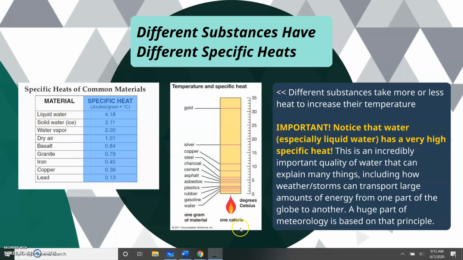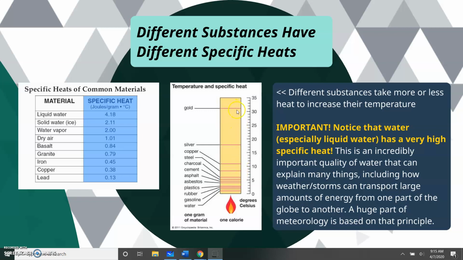This is another cool diagram. I like this one. It has 1 calorie down here. Remember, a calorie is defined as the amount of energy that it takes to raise the temperature of 1 gram of water 1 degree Celsius. So we've got water down here at 1. That's how much it'll heat up if you give it 1 calorie. Gasoline, it'll also heat up only a little bit. And you've got a bunch of other materials here.